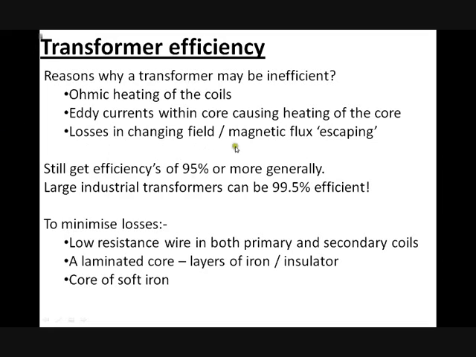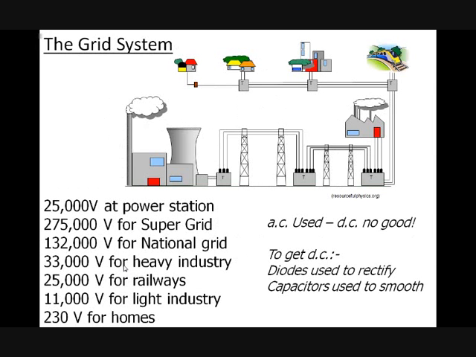And finally, to make the change in field as efficient as possible, we use soft iron, and the softer the iron, the easier it is to magnetise and demagnetise. And remember, soft iron is nothing to do with it being physically soft. It's still very hard, but it's to do with it being magnetically soft, which means it can change its magnetic properties quickly. This leads us on to talking quickly about the national grid.